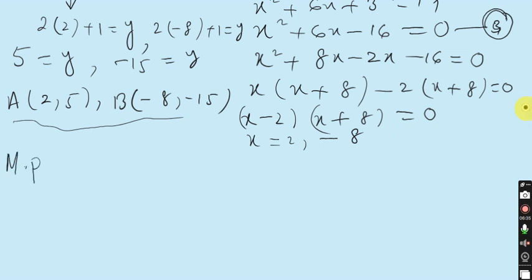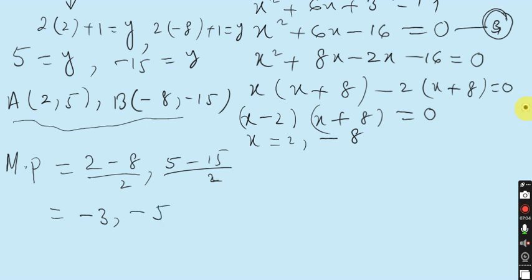So the midpoint of AB, what is the formula of the midpoint? (x1 plus x2) upon 2, (y1 plus y2) upon 2. So why did I put minus 8? Because x is minus 8. So 2 minus 8 is minus 6, upon 2 is minus 3. And 5 minus 15 is minus 10, upon 2 is minus 5.